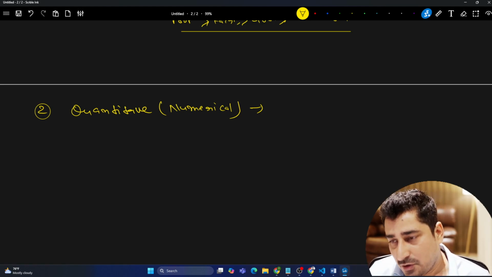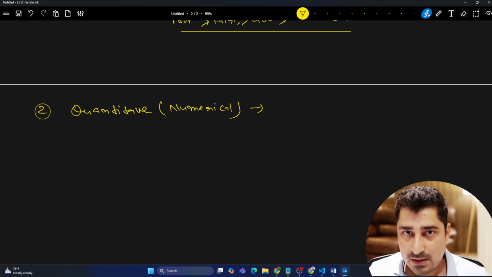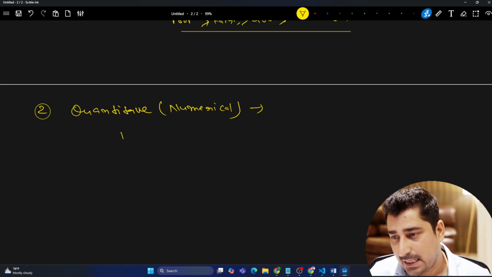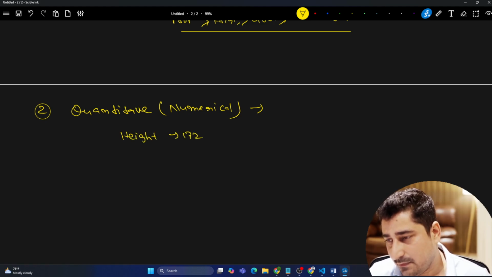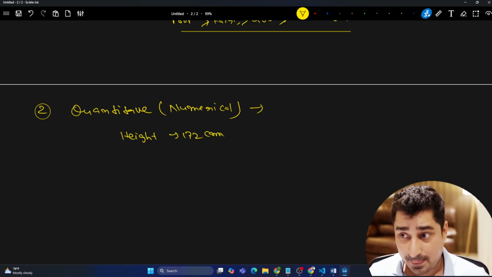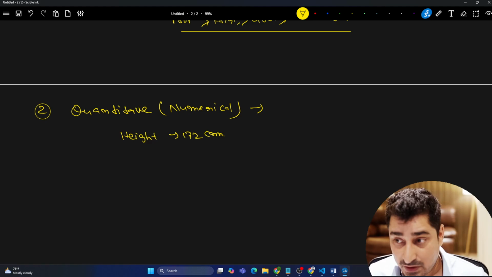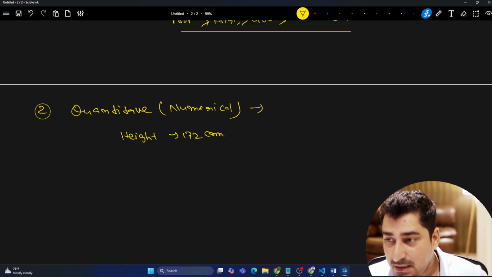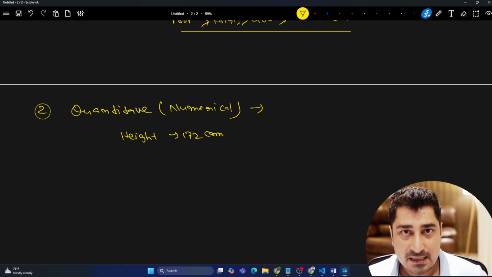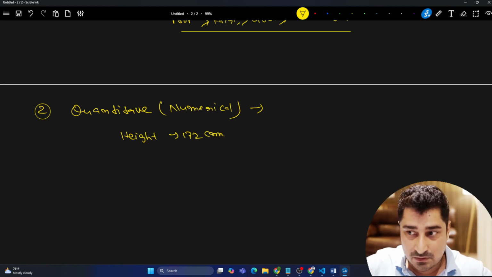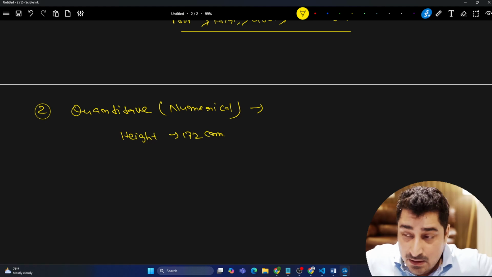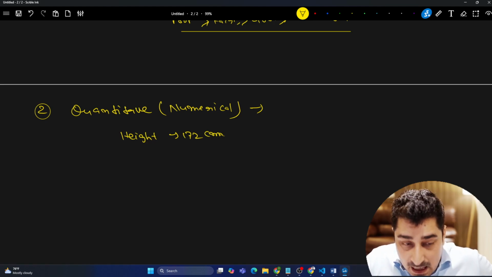For example, if I ask you the question, what is your height? You are going to say that my height is maybe 172 centimeters, right? This is the answer that you are going to give. So basically I can try to measure on a scale what the length is, 172. So I will be able to measure this.